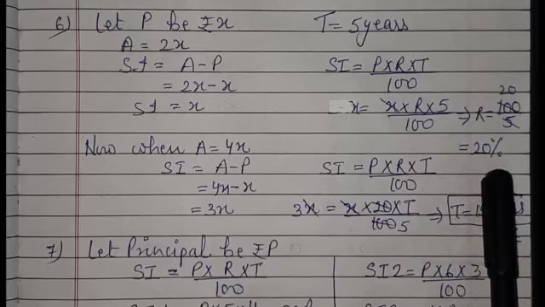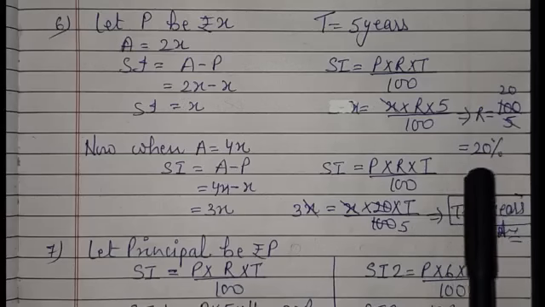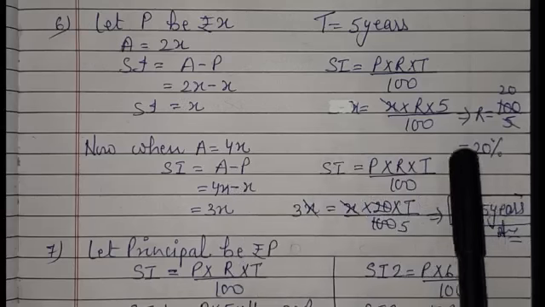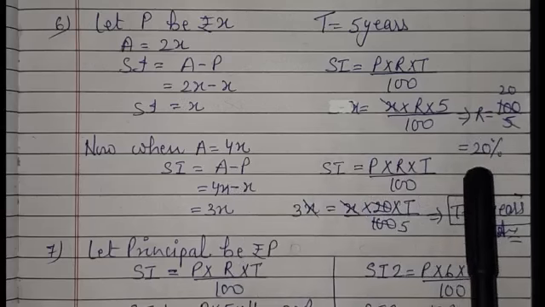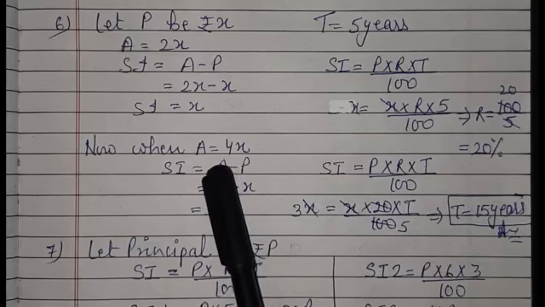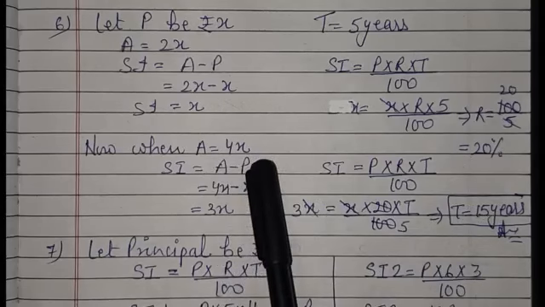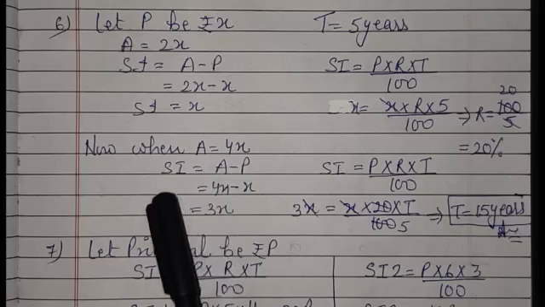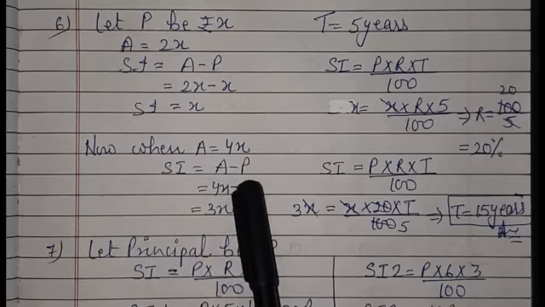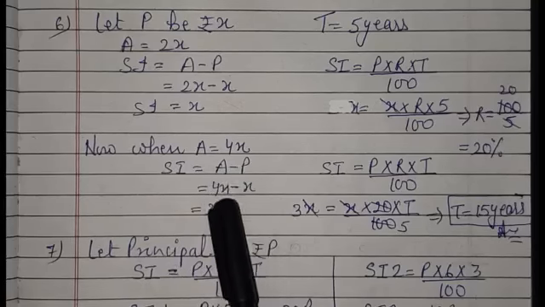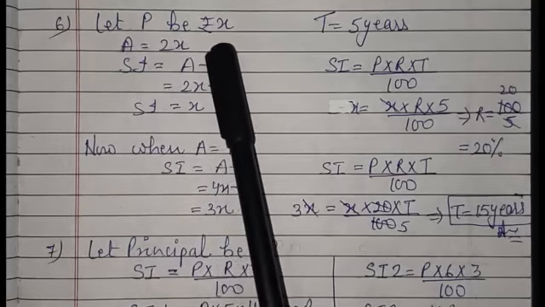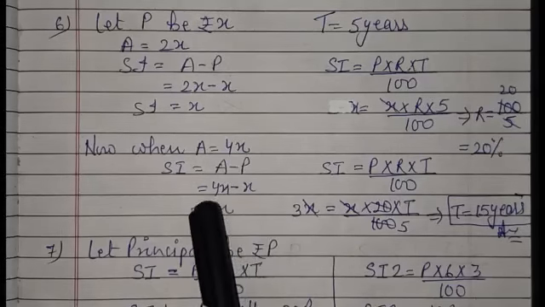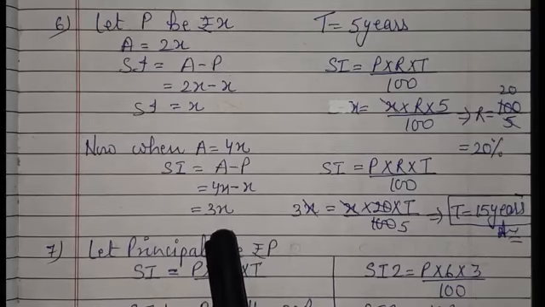Right? Now they are saying how much time will it take for it to quadruple at the same rate of interest. Now in the second case, the rate of interest remains the same and the amount becomes quadruple, means 4 times. Right? Now again calculate simple interest: amount minus principal. Amount is 4x minus principal, which we have let as x. So 4x minus x will be 3x.